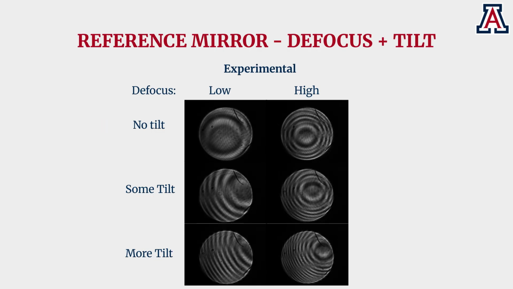As we add tilt to a defocused mirror, we can see the center of the defocus pattern is shifted away from the center with increasing tilt. The amount this pattern travels is reduced with higher amounts of defocus. Compared to an ideal result, we again have some slight axis mismatch in the tilt.